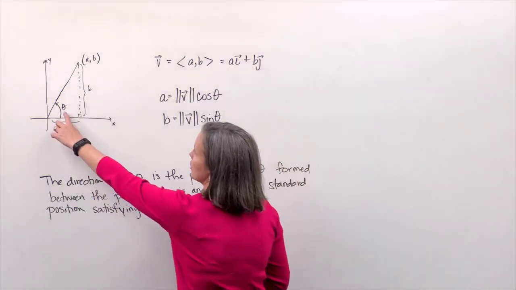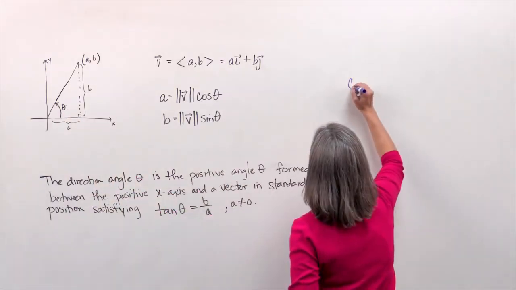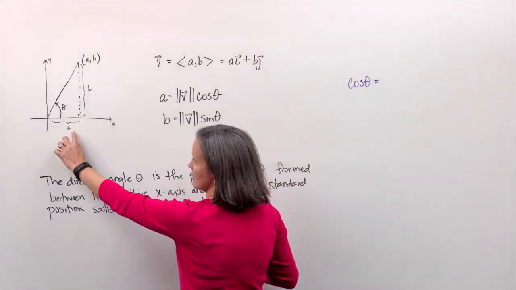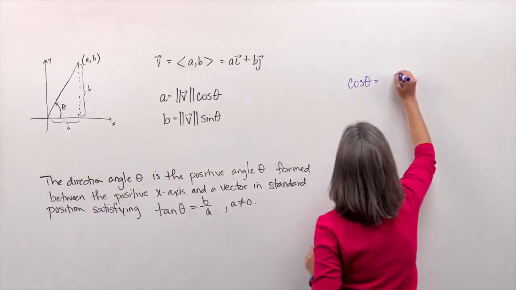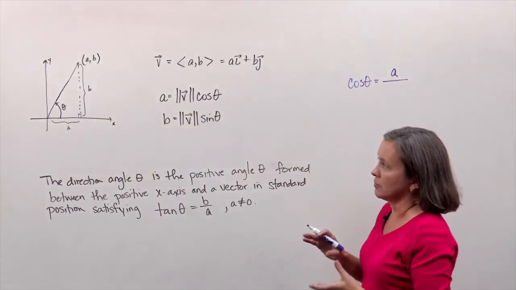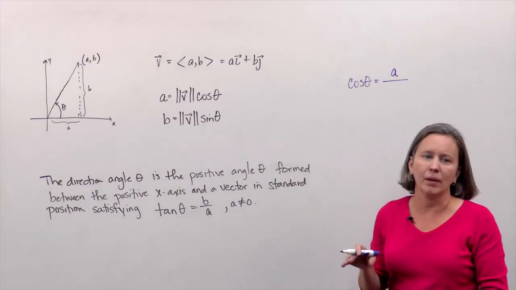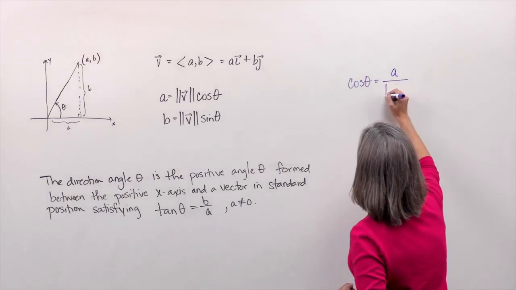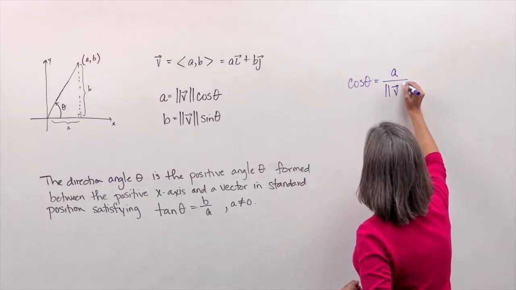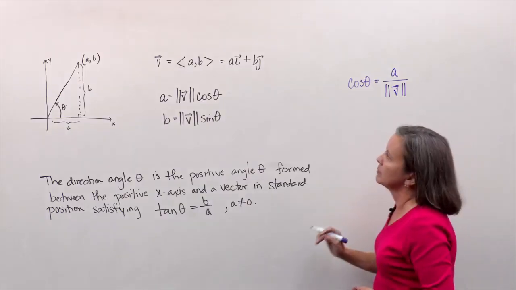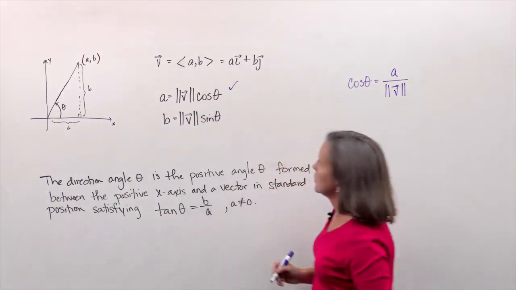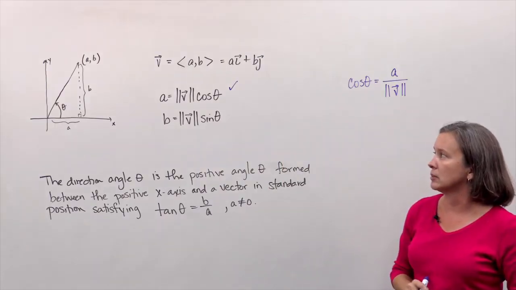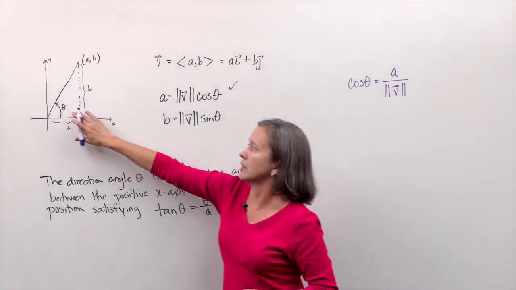First, let's look at the cosine of theta. The cosine of theta is the adjacent side, which is a, over the hypotenuse of the triangle we see. How long is the hypotenuse? It's exactly the length of the vector, or its magnitude. Rearranging, we obtain this first relationship: a is the magnitude of the vector times the cosine of this angle theta.